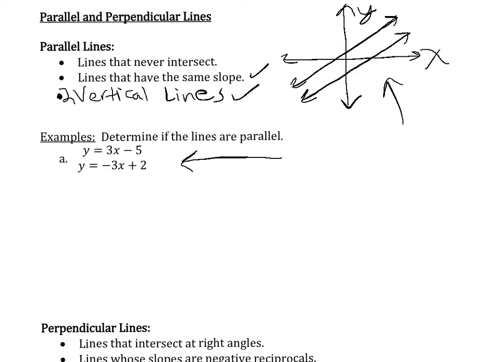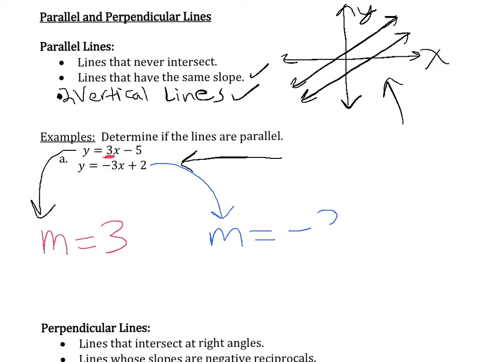and determine if they're going to be parallel or not. All right, and so I have these two lines, y equals 3x minus 5 and y equals negative 3x plus 2. Well, for me to determine if they're parallel or not, what I'm going to do is find the slope. Remember, y equals mx plus b. Whatever is multiplied by the x is your slope. The slope of that first line is positive 3. And the slope of this second line is negative 3.